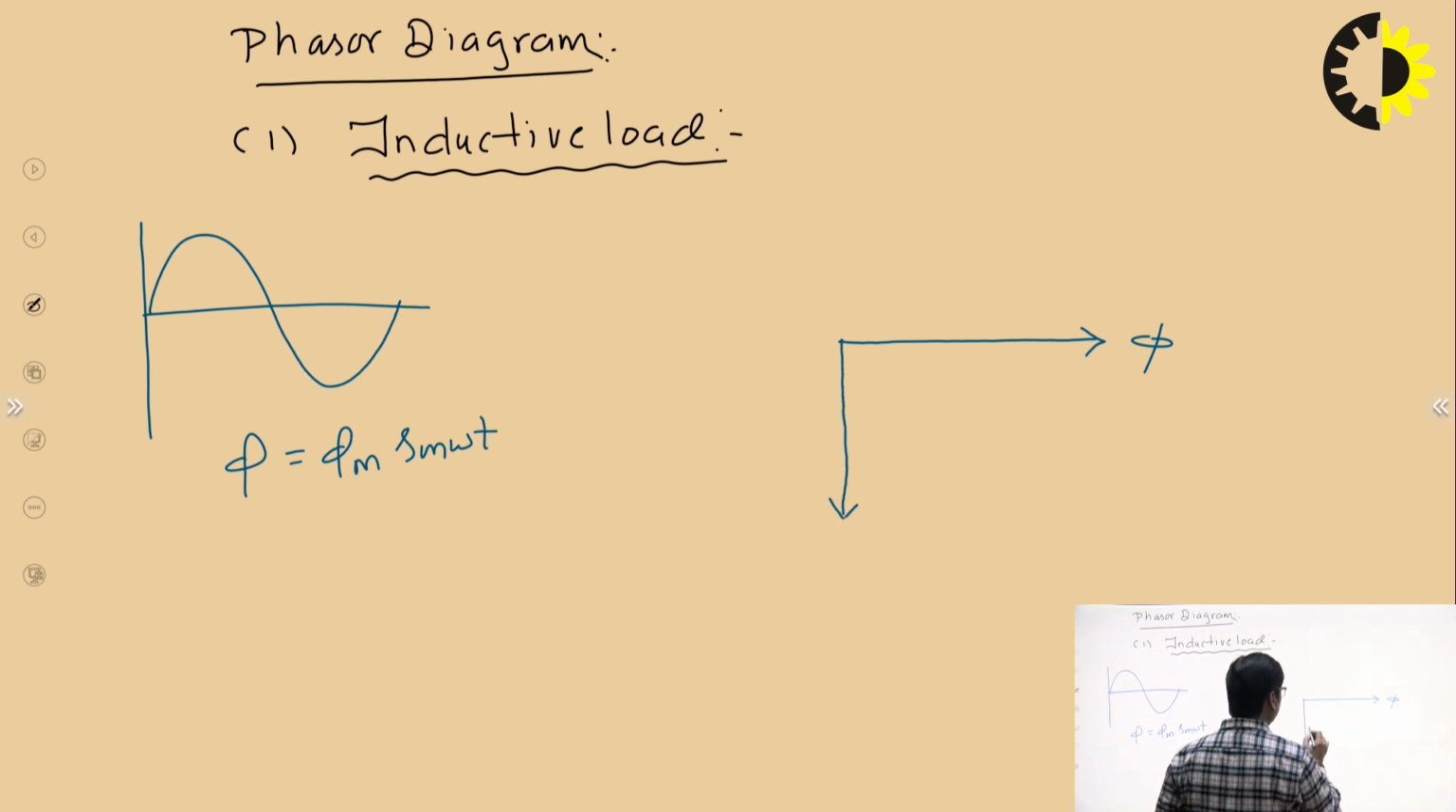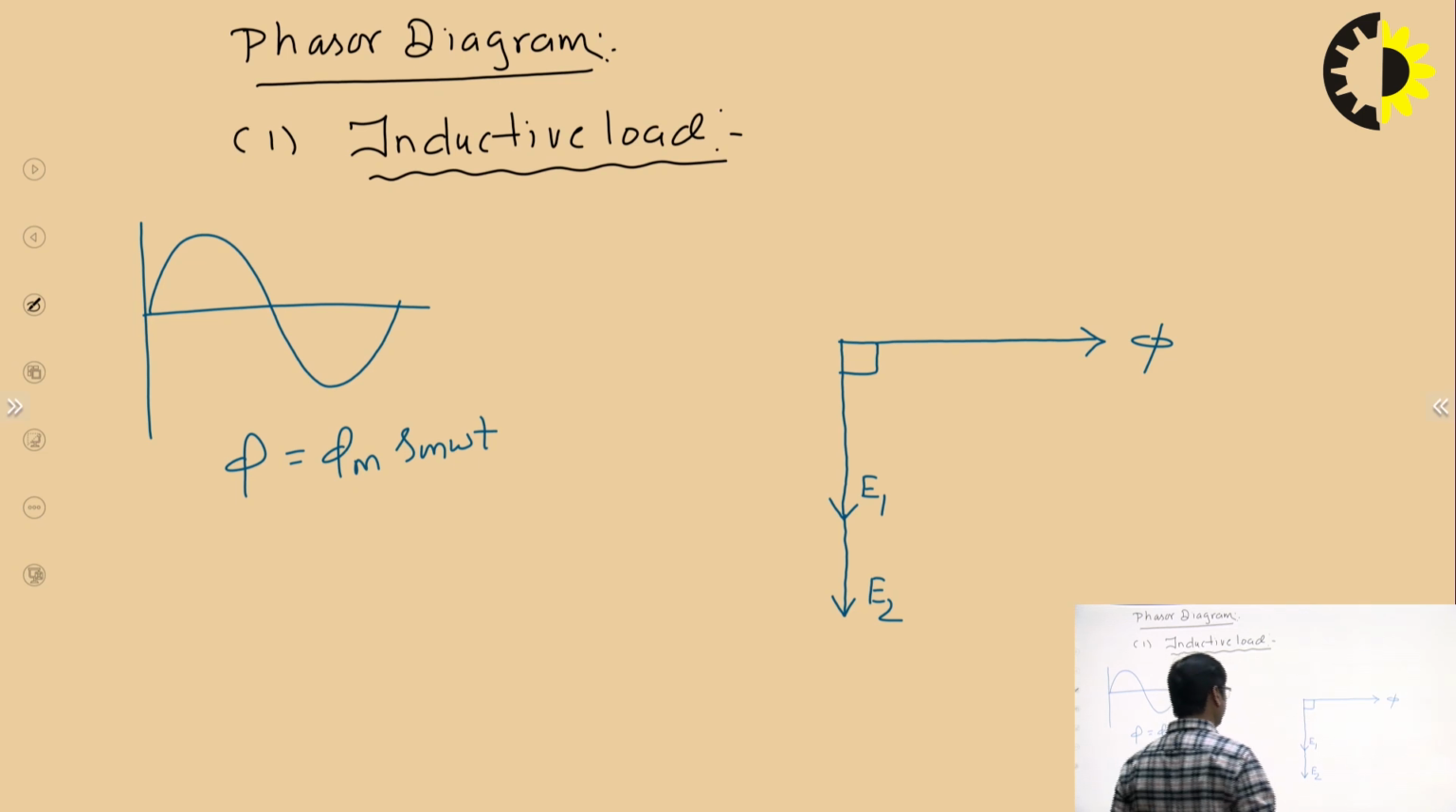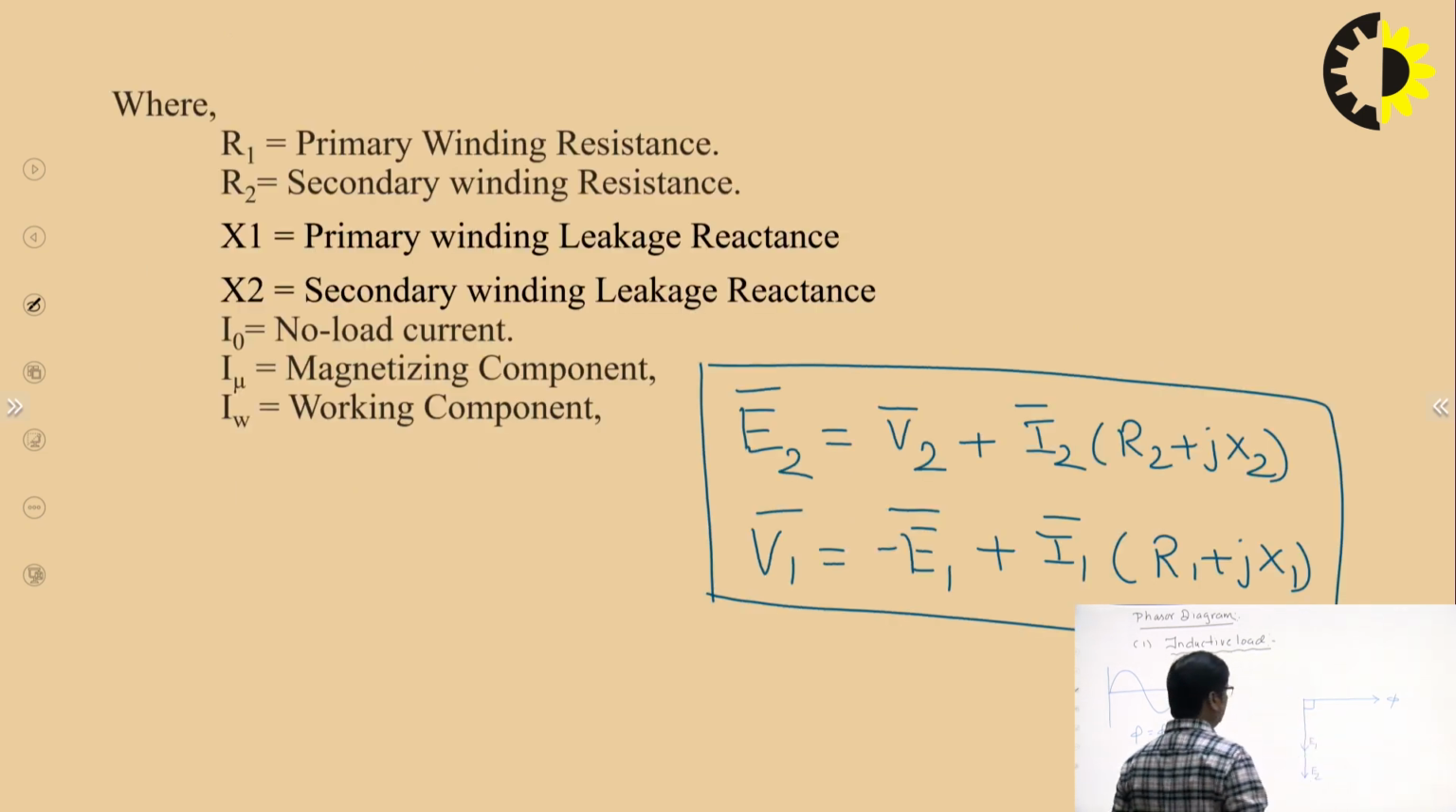So this is E1, and suppose that this is E2. This is my E1 and E2, and this is the angle of 90 degrees. So we know that the angle between the flux and the induced voltage is 90 degrees, because the induced EMF lags by 90 degrees. Now we will first apply this secondary side equation.